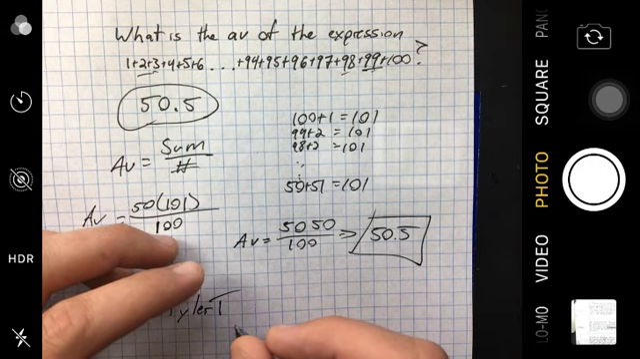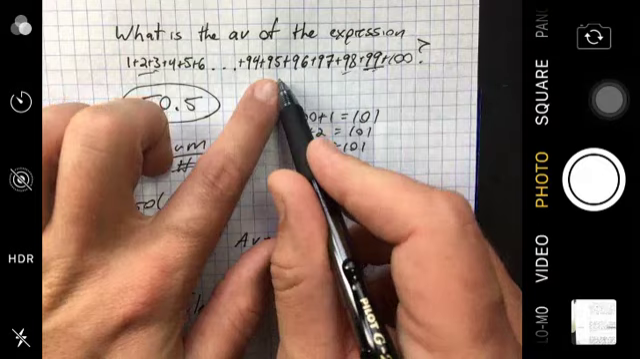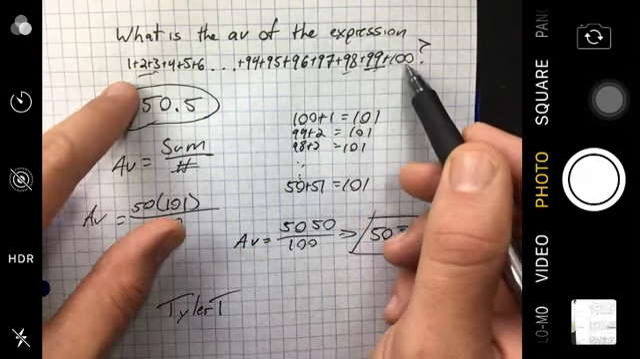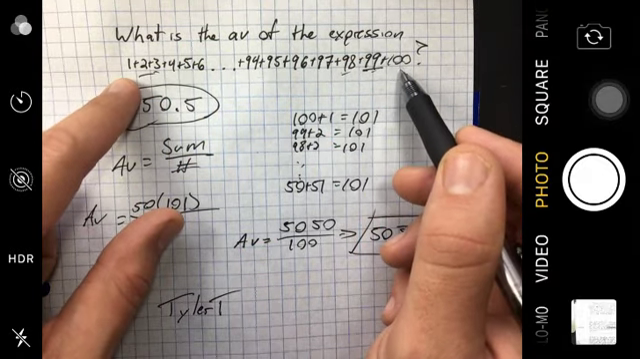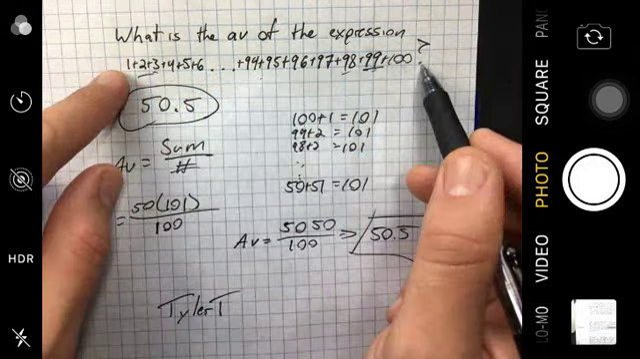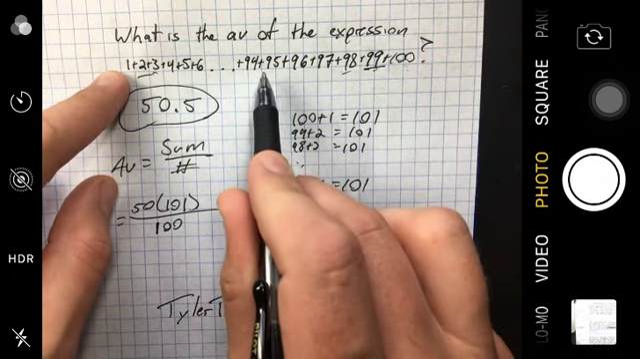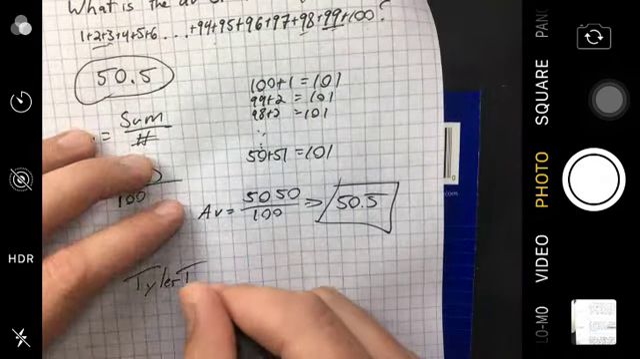Yeah, and Study Till I Pass Out brings out a really good point. When we're talking about averages, we're really talking about finding the mathematical middle. And so if we find the mathematical middle of 101, that's going to be the same mathematical middle as the average of this entire expression. Because really what the mathematical middle is, is just the middle of it. Yeah, that's a good point.